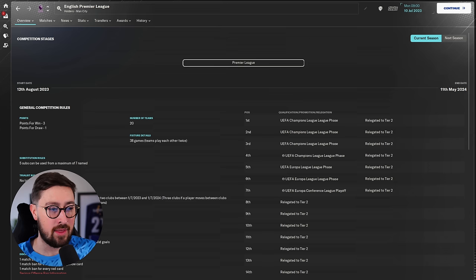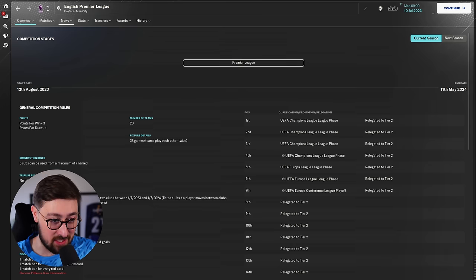For example, there are three tiers to this database. The top tier is the Premier League, and at the end of the season, every single club gets relegated into tier two. So from the start there, you can see that some weird things are going to happen. I actually checked this in the game, and as you can see, even the team that wins the league in the Premier League gets relegated to tier two.